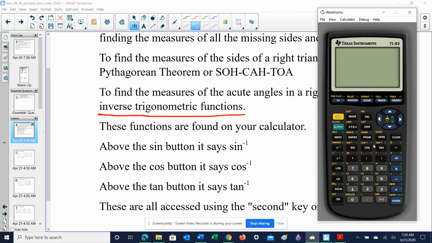To use these buttons, we're going to press the second key. All of these things, it's yellow. That means everything you hit after you hit second gives you the yellow function.